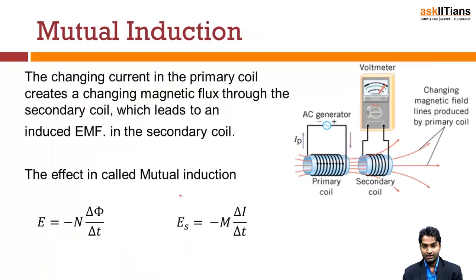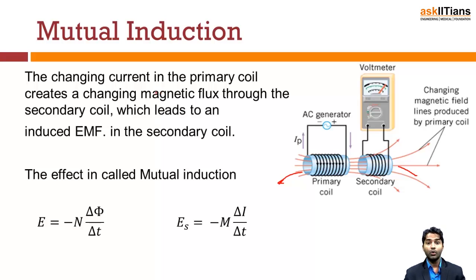Similarly, we can go to the next topic, that is how we can find out mutual induction. Mutual induction is associated with two coils connected mutually, primary and secondary. So we are considering here a linear relationship: the changing current in the primary coil creates a changing magnetic flux through the secondary coil, and that changing flux will produce EMF across the secondary coil, and that EMF will produce secondary current across the secondary coil.